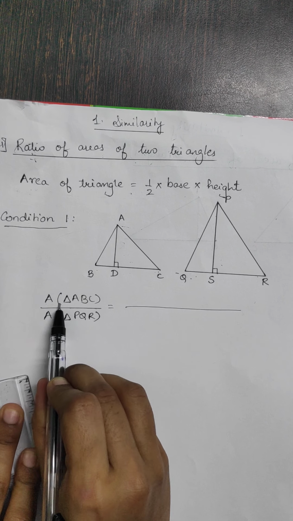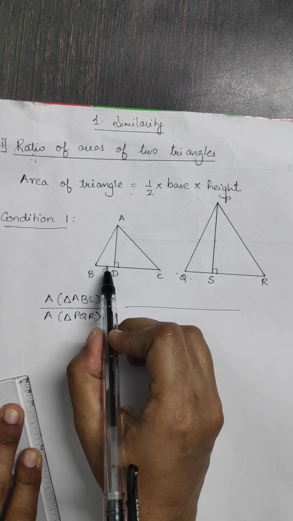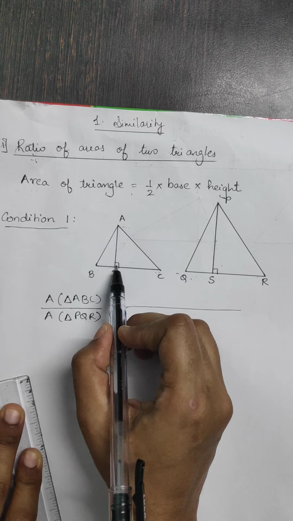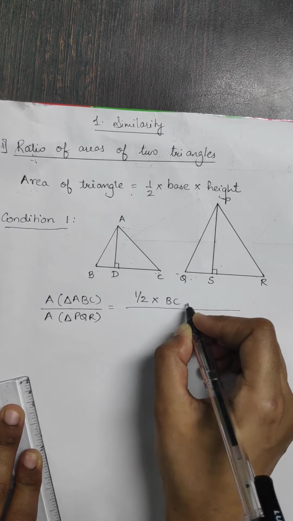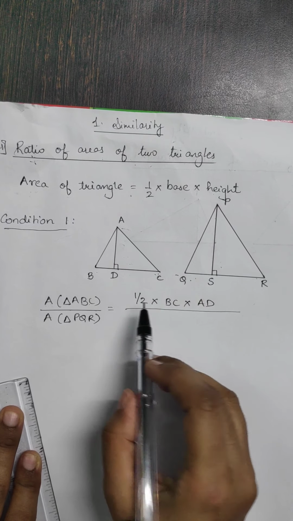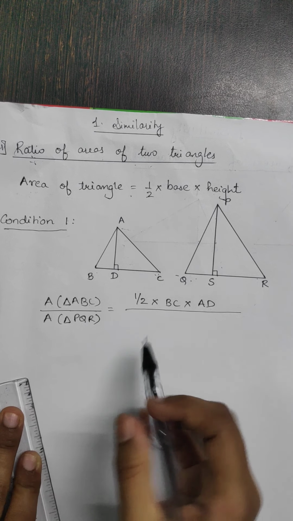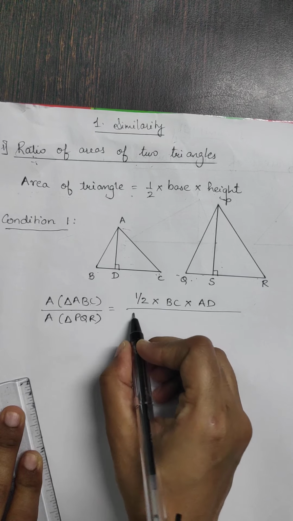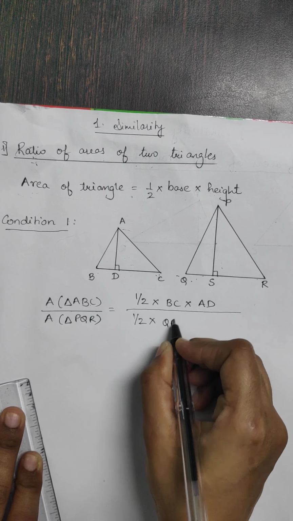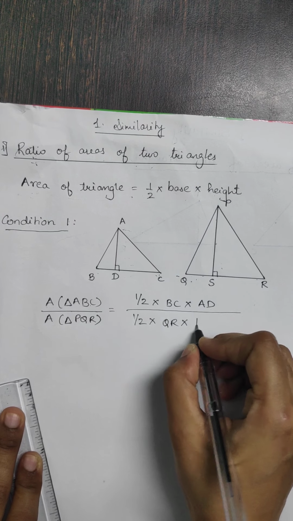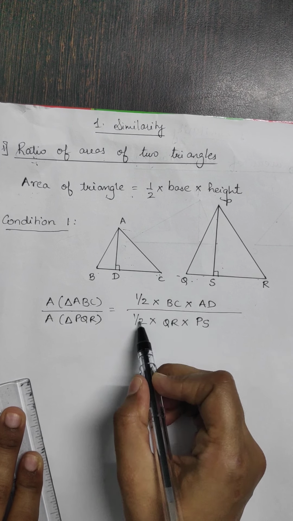See the numerator, area of triangle ABC. In this very first triangle that you all can see, the base is BC and the height is AD. So how are we going to write? Half into base into height. Right? Half into BC into AD. Whereas, see the denominator, area of triangle PQR. What is the area of triangle PQR? Again we are going to write half into base. Base is QR into what is the height? PS.